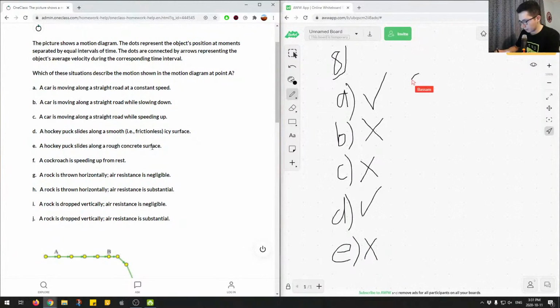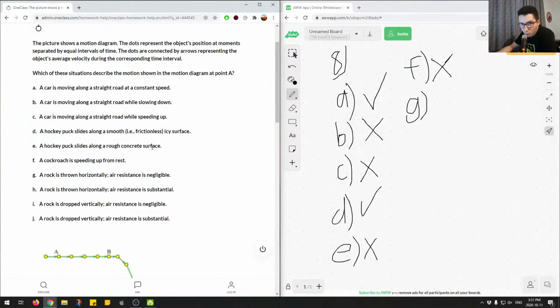Let's go to F. A cockroach is speeding up from rest. So speeding up from rest, that's acceleration. That's pretty straightforward. That's incorrect. There's no constant speed there. So G. A rock is thrown horizontally. Air resistance is negligible. So let's think about this.